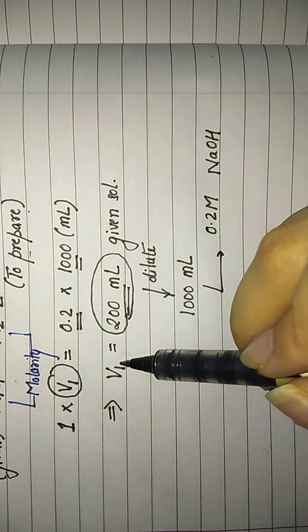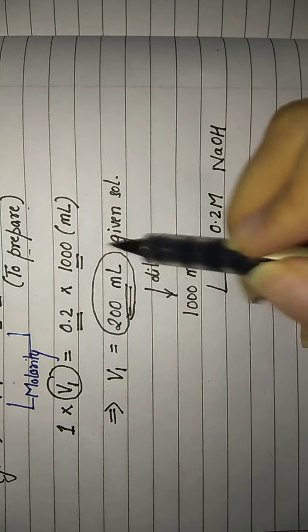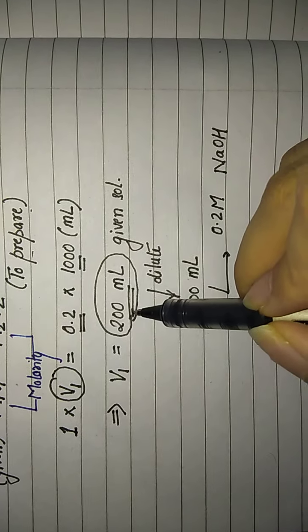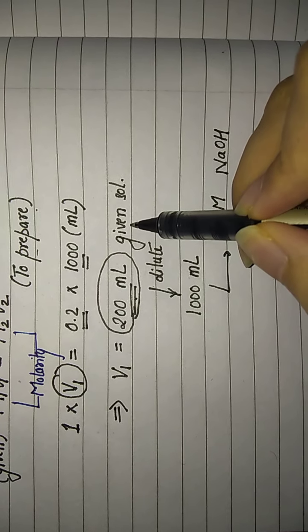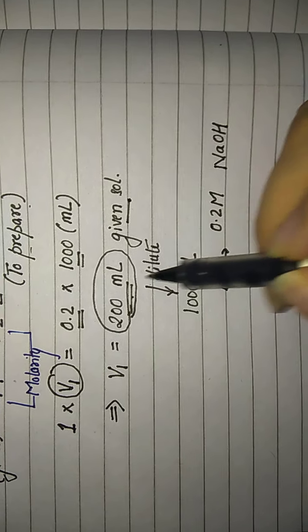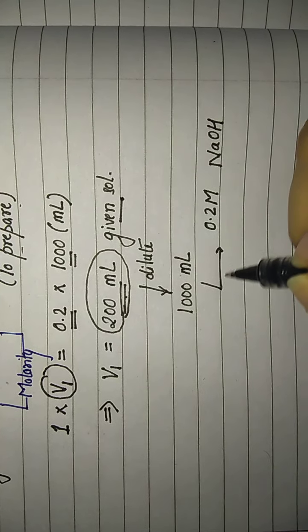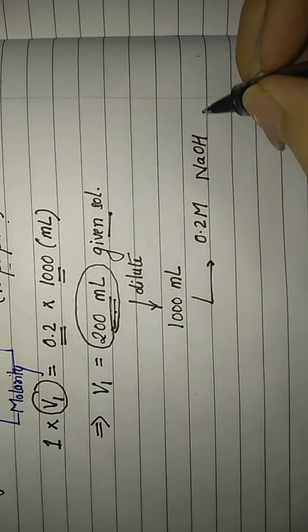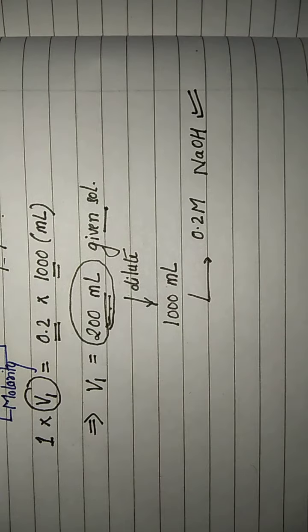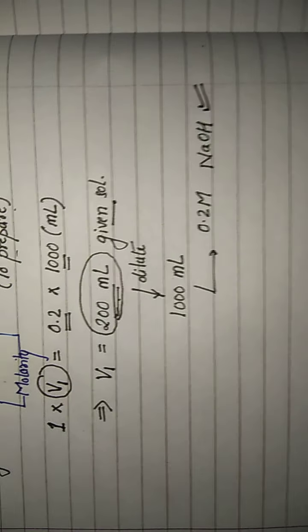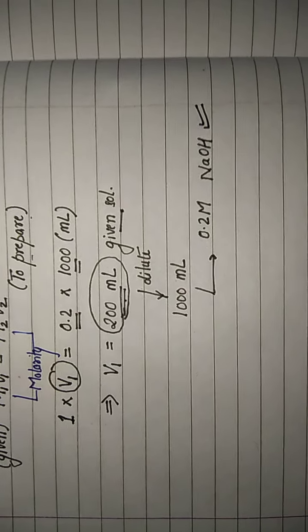Once you have calculated the value of V1, what you are going to do with this is take this much volume of the given solution and dilute it up to 1000 ml. The resulting diluted solution will be your solution which was needed, 0.2 molar NaOH.